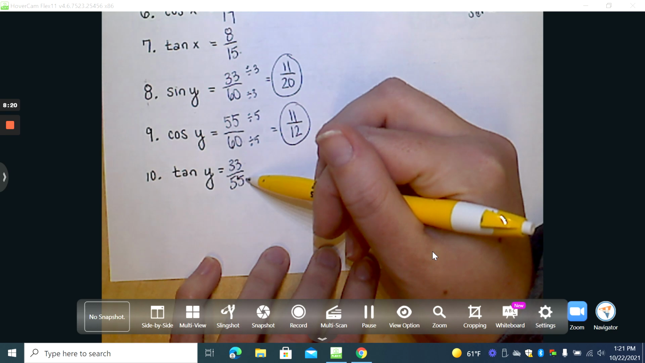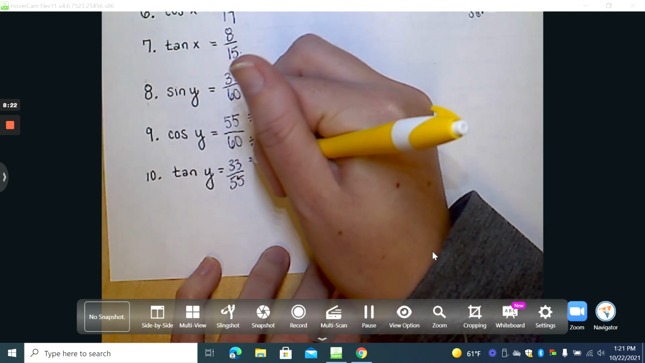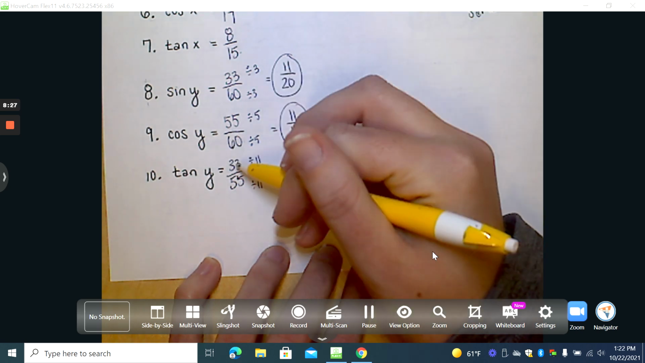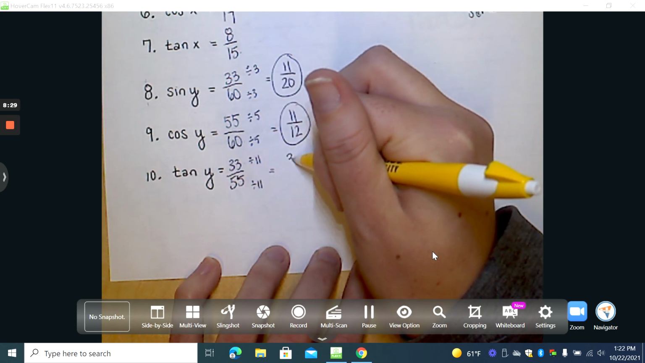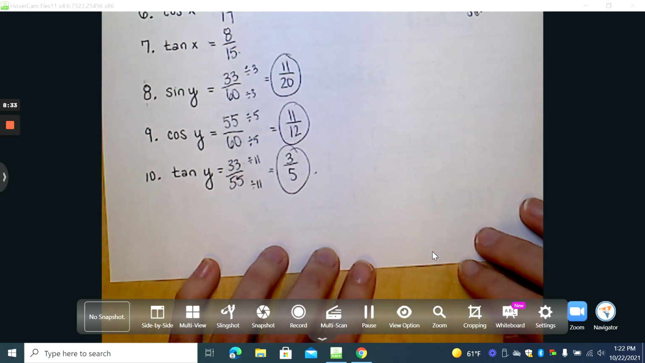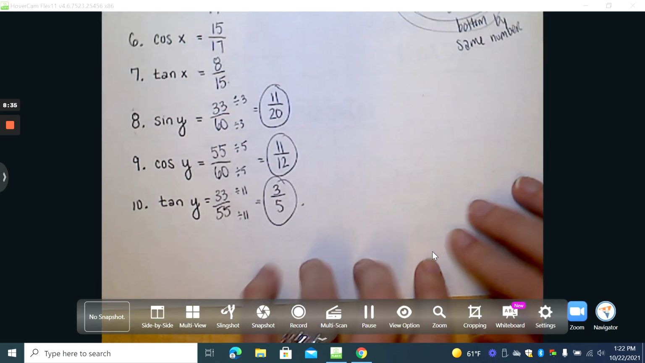And 33 and 55, I know I can divide those both by 11. And so I'm going to reduce my fraction. 33 divided by 11 is 3. 55 divided by 11 is 5. And those are my trig functions.